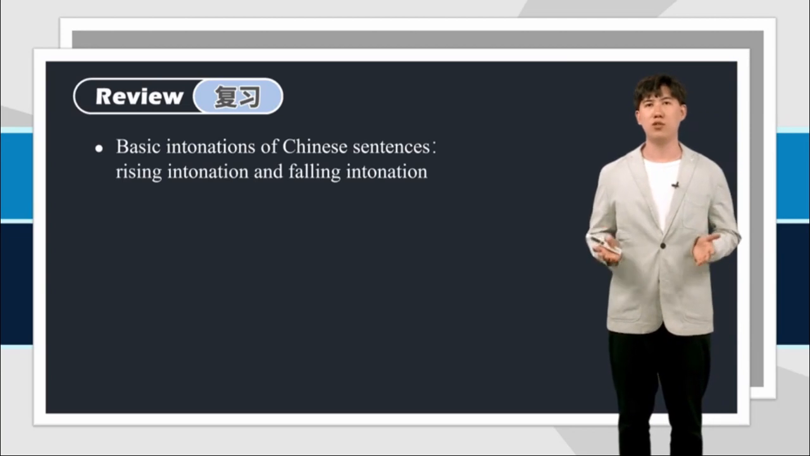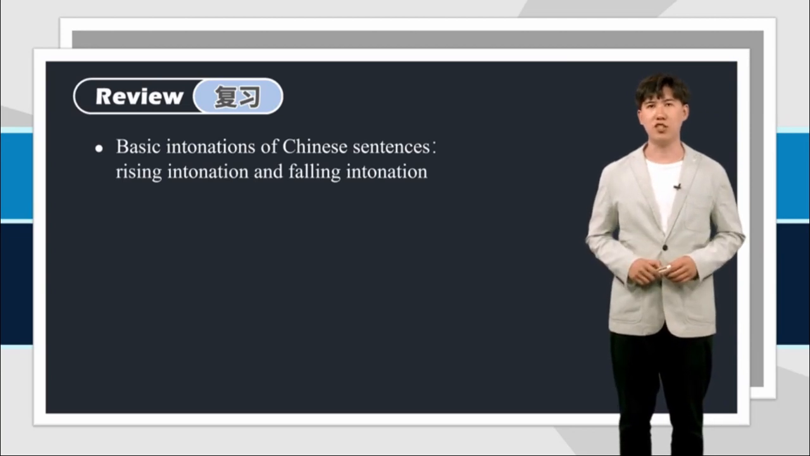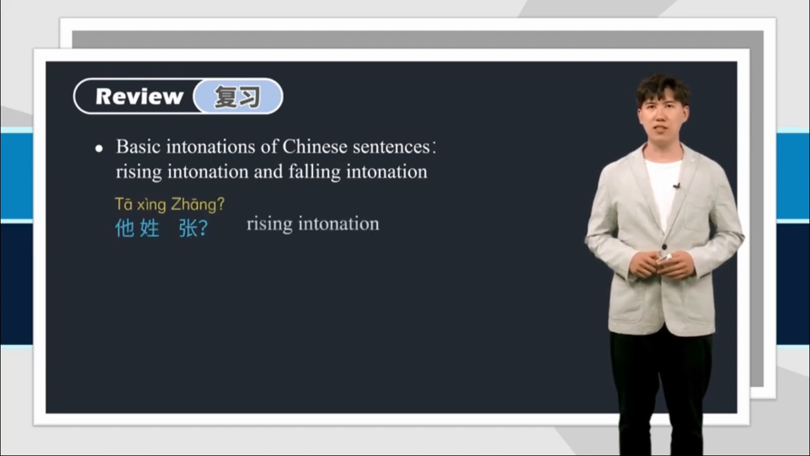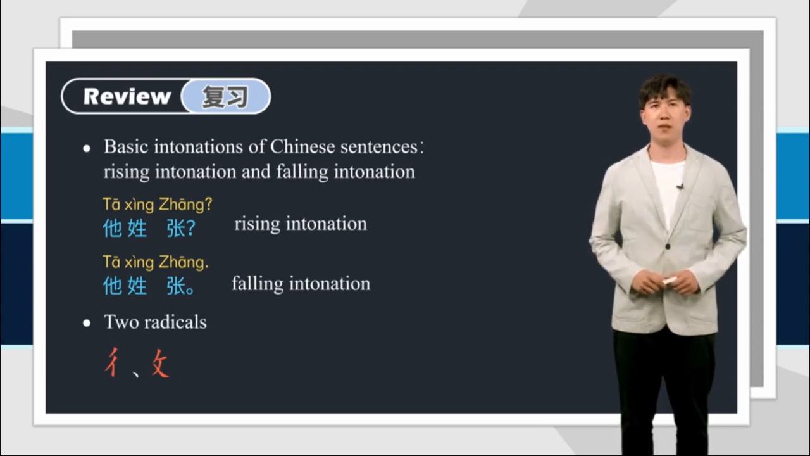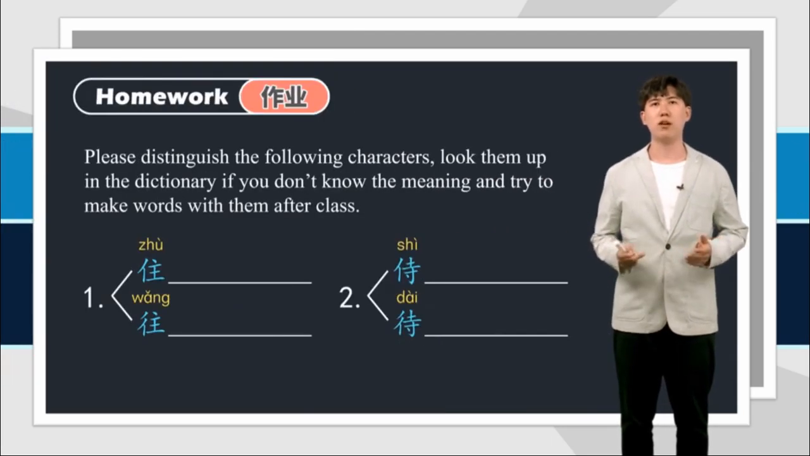Today we learned two kinds of basic intonations of Chinese sentences, rising intonation and falling intonation. 他姓张，他姓张。Two radicals, 双人旁 and 反文旁. Do you still remember the radical 单人旁 we have learned before? It's usually related to a person. 单人旁 and 双人旁 look similar to each other.